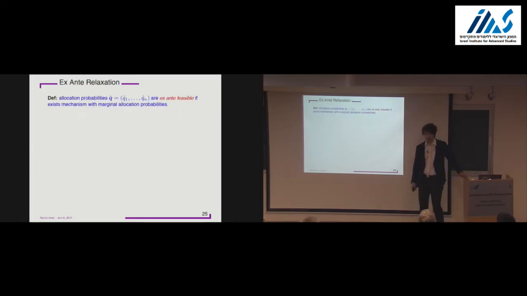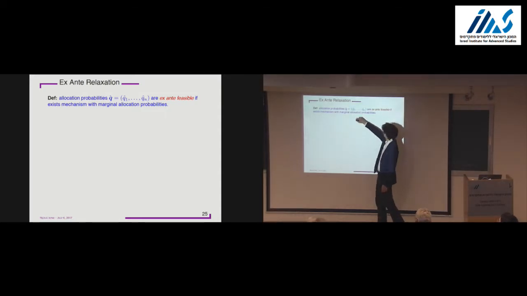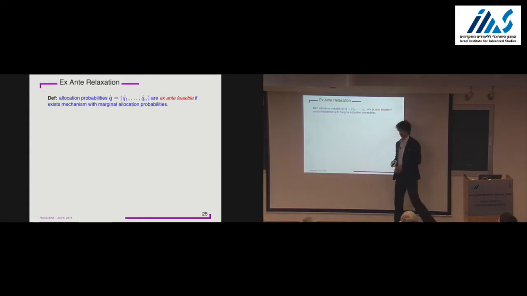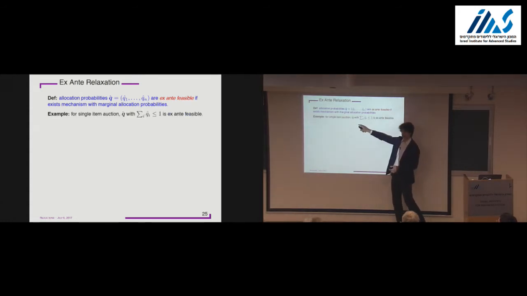I'm going to talk about that approach. In particular, I'm going to talk about what I call the ex-ante relaxation. I'll call a profile of ex-ante constraints ex-ante feasible if there exists an ex-post feasible mechanism that has those as marginal allocation probabilities, meaning q hat i in this mechanism is the ex-ante probability you allocate to player i. So if there exists a mechanism for your distribution that induces those allocation probabilities, then it's ex-ante feasible. Let me give a real simple example. If I have a single item auction, then ex-ante feasibility just means that the sum of the probabilities is at most one. Really simple example. So if you don't like this, just think about this.